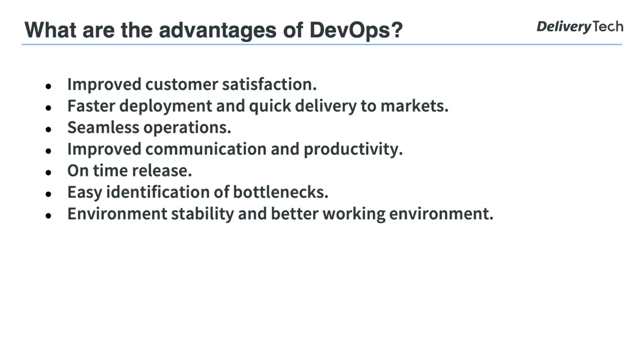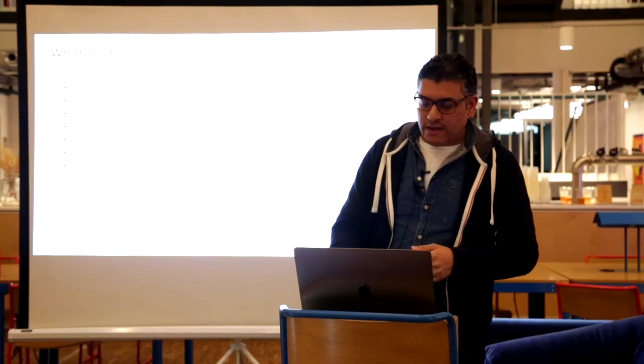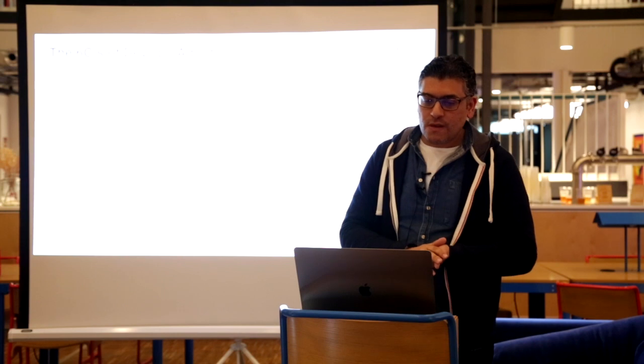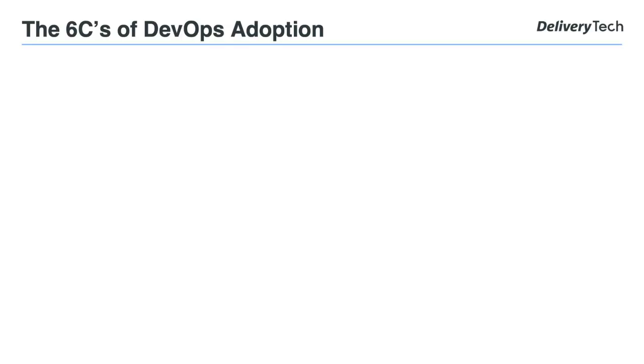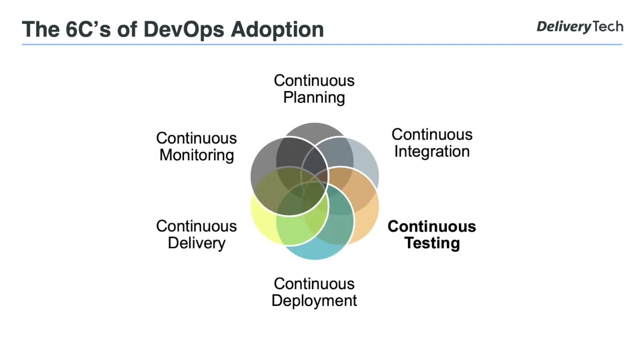Environmental stability and the better working environment. So we need also to think about stability and the better working environment. To adopt DevOps, you need to think about 6 C's: continuous planning, continuous integration, continuous testing, continuous deployment, continuous delivery, and continuous monitoring. And what we are talking about today is continuous testing, but it's one of the cycles of the DevOps adoption.